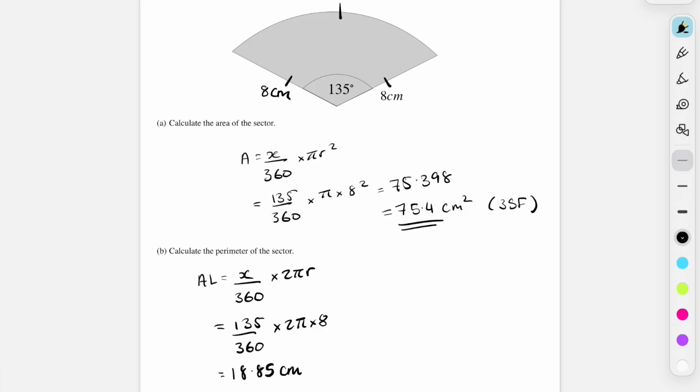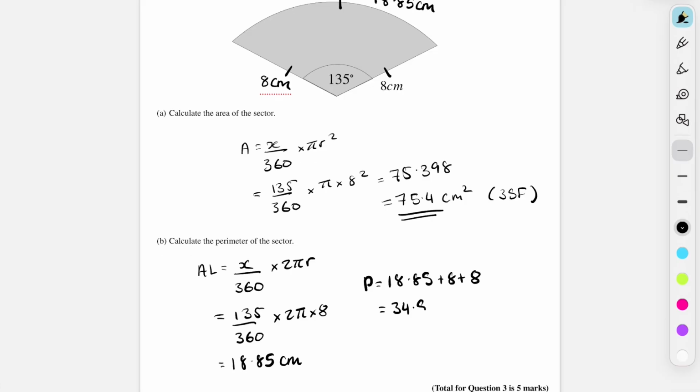So the arc length is 18.85 centimetres, which means the total perimeter is going to be 18.85 plus 8 plus 8. If I work that out, I end up with 34.85 centimetres. If I give that to 3 significant figures, that's 34.9 centimetres, and that is the answer to 3 significant figures.